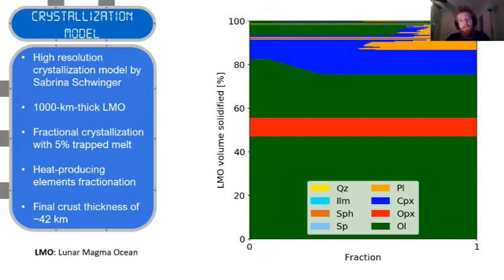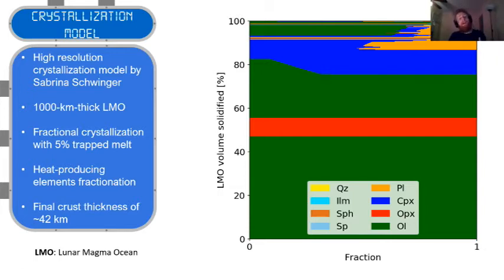So what she came up with, first of all, is this crystallization sequence, where you can see here the evolution of the crystallization of the magma ocean in terms of percent of volume solidified, and you can see the fraction of each mineral crystallized. So you can see that after 80%, we'll start crystallizing plagioclase, which will form the crust. So we are in agreement with the newest models.